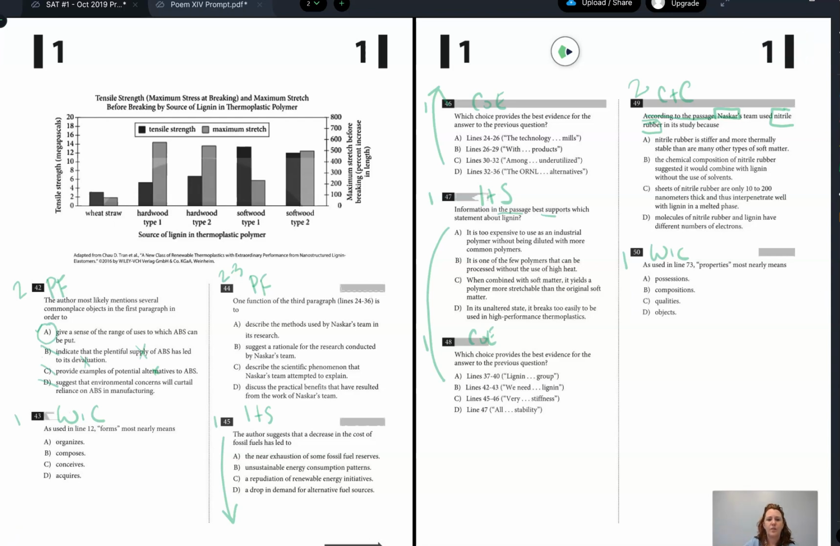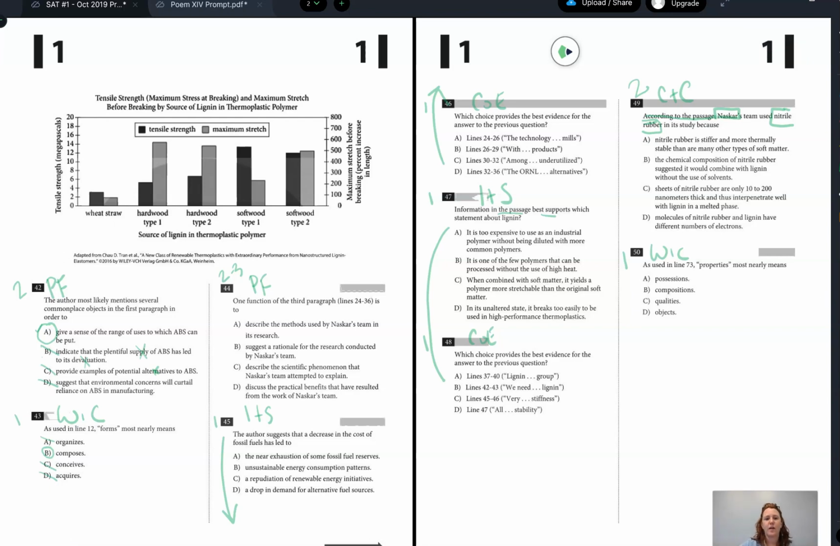All right, 43, as used in line 12 word forms. So we said makes up, composes, and look, composes is already offered to us. Let's disprove everything else though, just in case. We are not acquiring the cell wall. We are a component of the cell wall. We are not conceiving of the cell wall either as an idea or as like a reproductive conception. It is just a component of it. And again, it's not what is organizing it. It's not doing the job of telling what things where to go. It is just a piece within the plan.